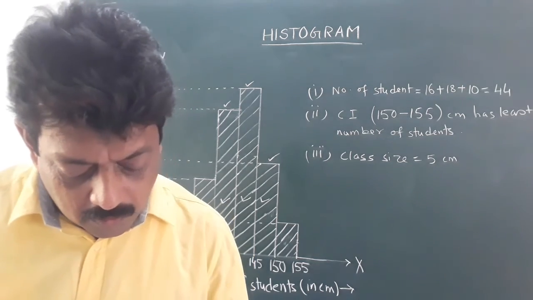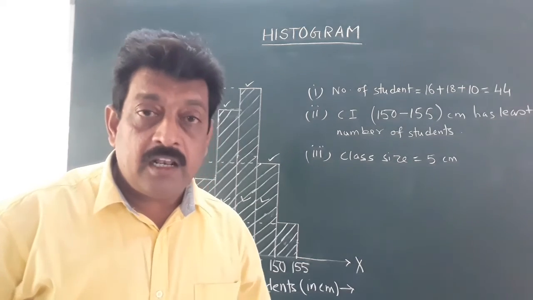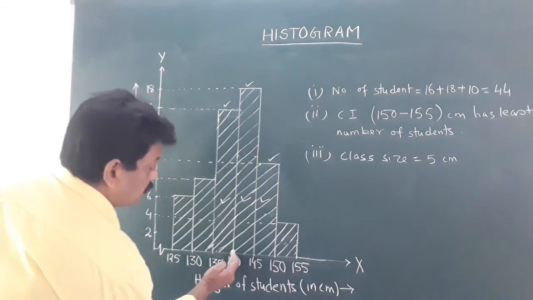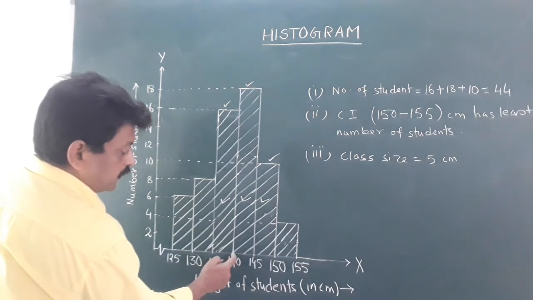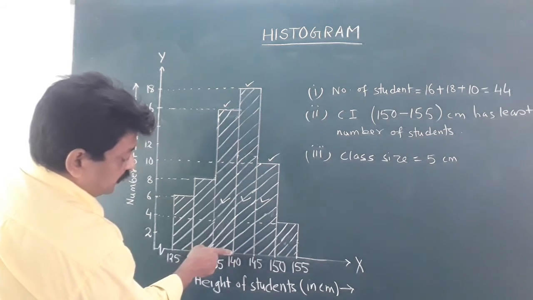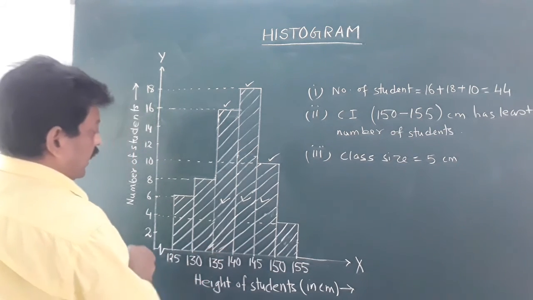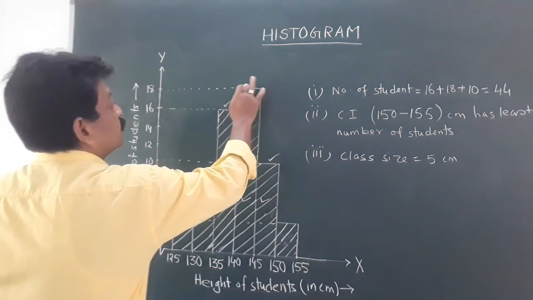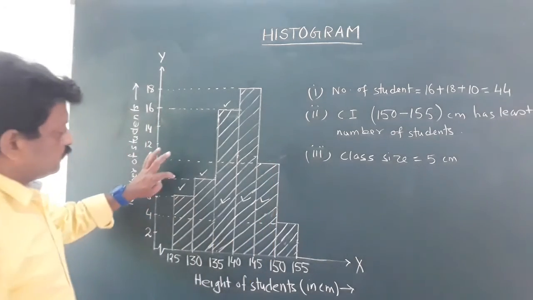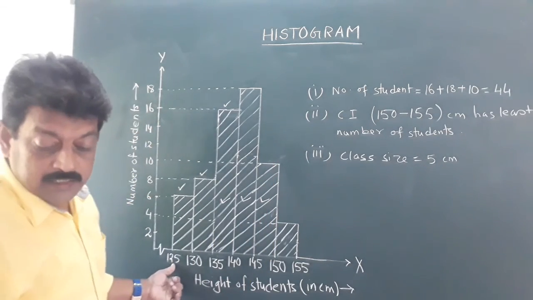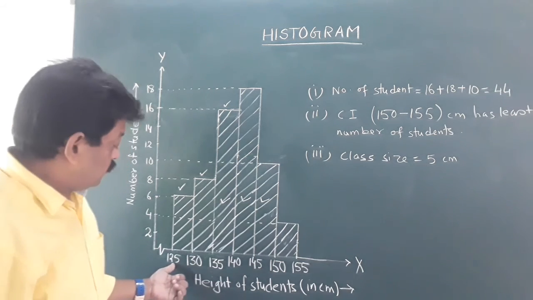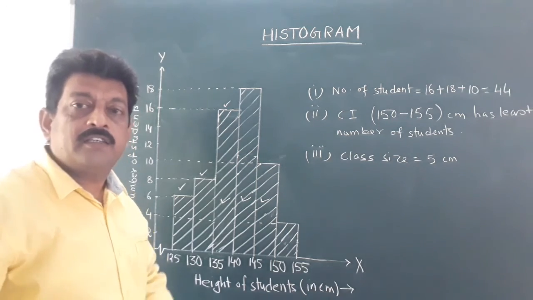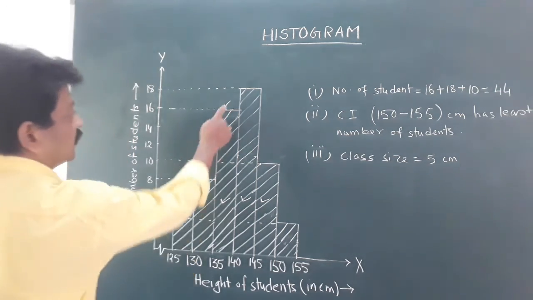Then the next question, how many students have height less than 140 centimeter? Less than 140 centimeter means starting from 125 to 140. Up to this is less than 140. So from here to here we have to add these 3 rectangles, 1, 2 and 3, not this. So first 3 rectangles will be added because their height lies between 125 and 140. The question was asked, how many students have height less than 140? So these 3 rectangles will be added.